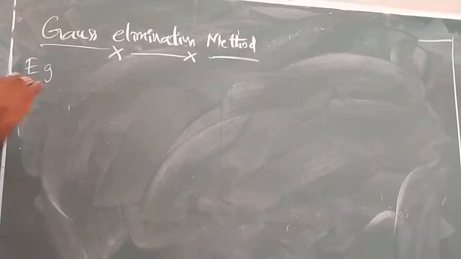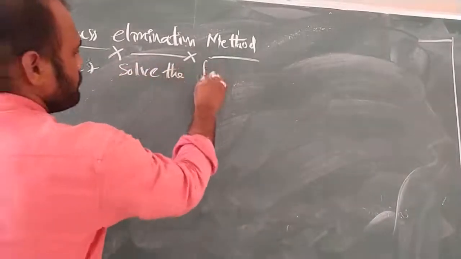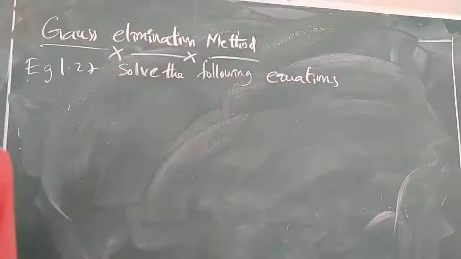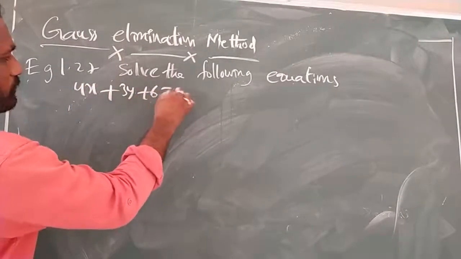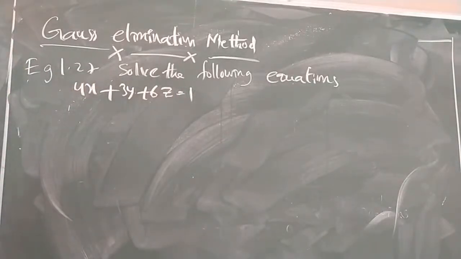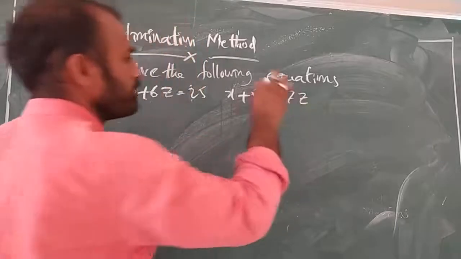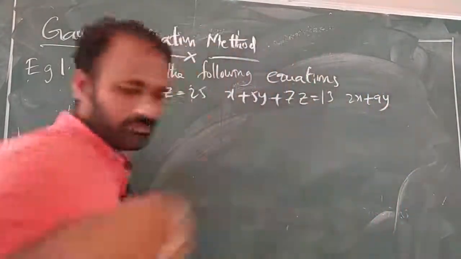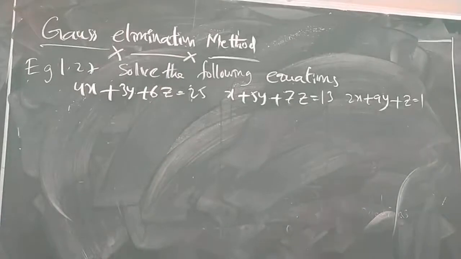Example 1.27. Solve the following equations. 4x plus 3y plus 6z equals 25, x plus 5y plus 7z is equal to 13, 2x plus 9y plus z is equal to 1. So let us see how to solve this.